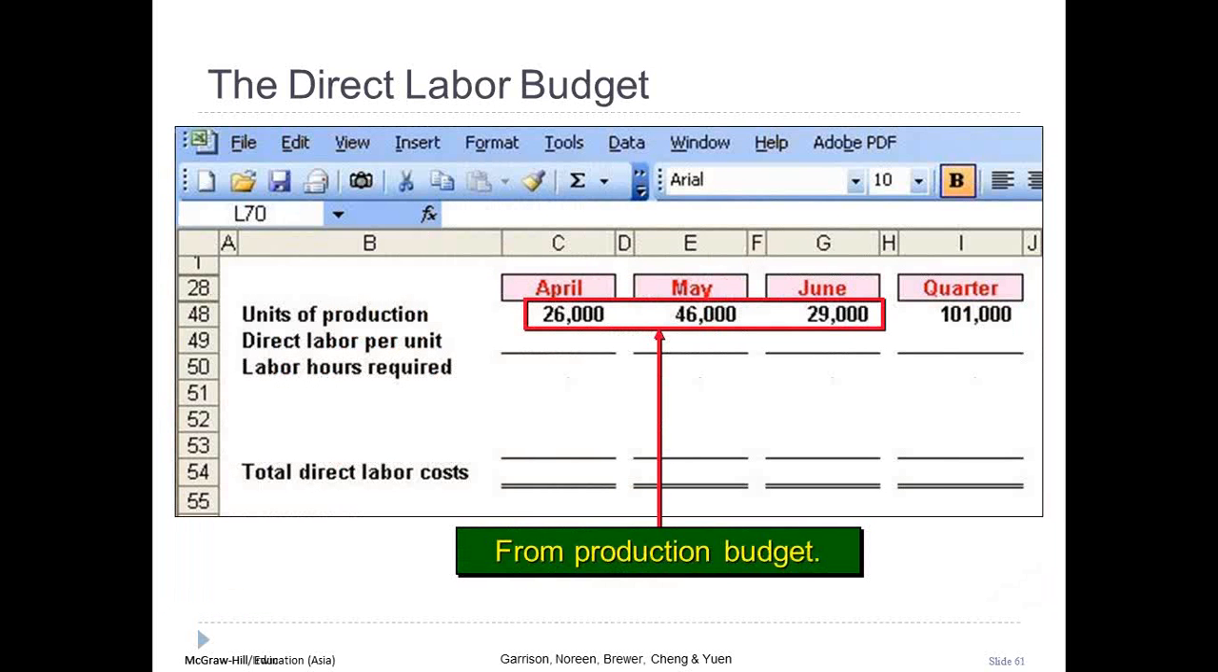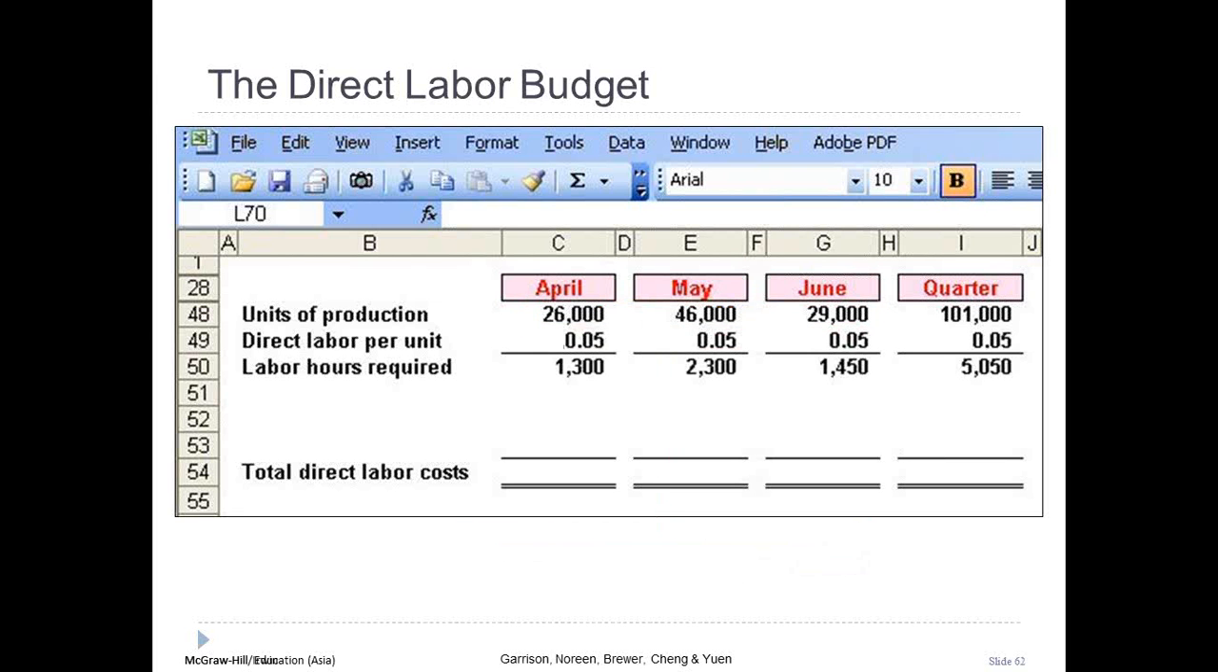The first step in preparing the direct labor budget is to insert the production in units from the production budget. The second step is to compute the direct labor hours required to meet the production needs. Remember, each unit of output requires 0.05, or half a direct labor hour. We will require 1,300 direct labor hours in April, 2,300 direct labor hours in May, 1,450 direct labor hours in June.